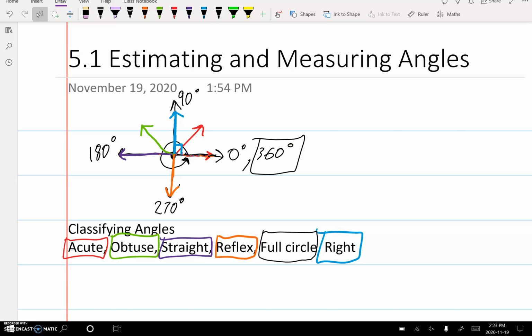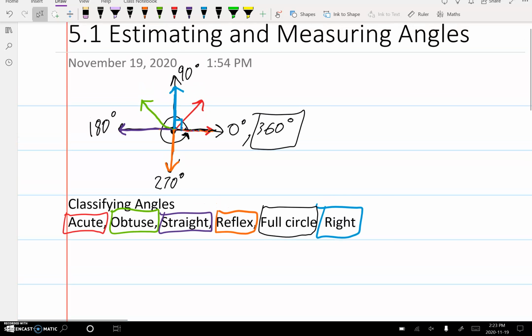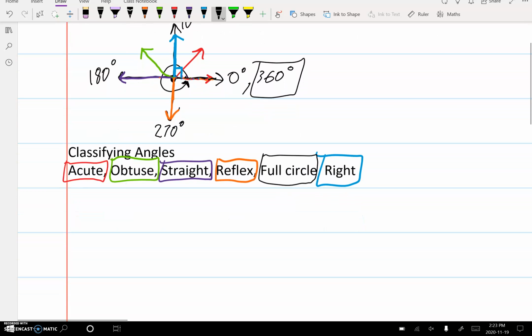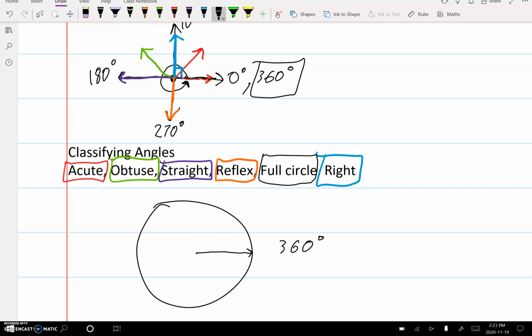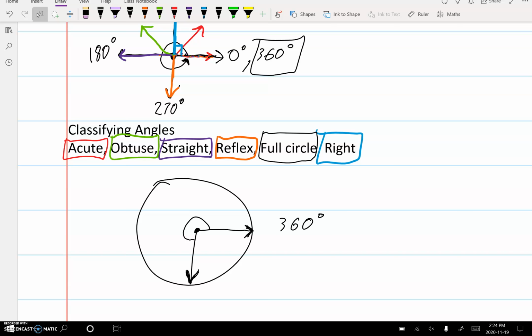If you're estimating an angle, you want to think about how much of a circle it is. Think of it like a pie of a circle. If we have a circle, a full circle is 360 degrees. But what fraction of the circle is this turn?